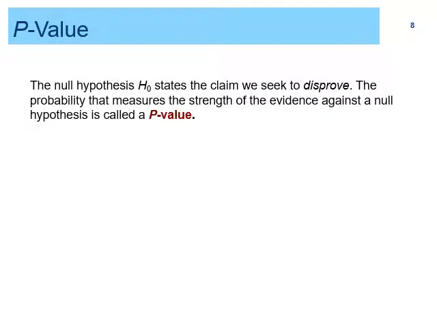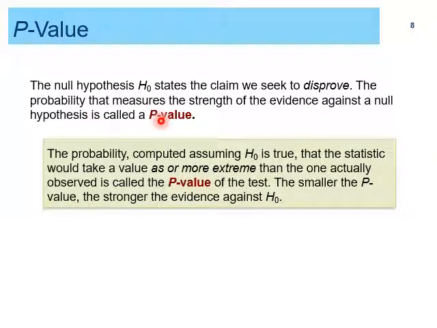The null hypothesis, H naught, is the claim we seek to disprove. Because the null hypothesis is given, and the alternative hypothesis is the one you are going to do the experiment for, the null hypothesis is the claim we seek to disprove. The probability that measures the strength of the evidence against a null hypothesis is called a p-value. The probability, computed assuming H naught is true, that the statistic would take a value as extreme as or more extreme than the one actually observed is called the p-value of the test.